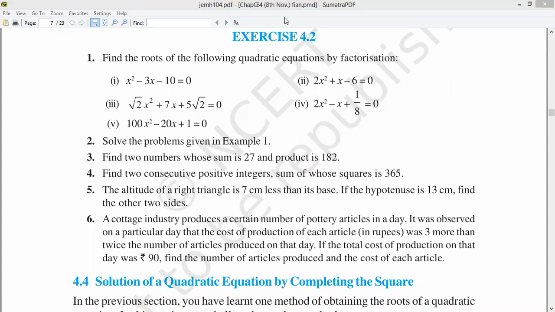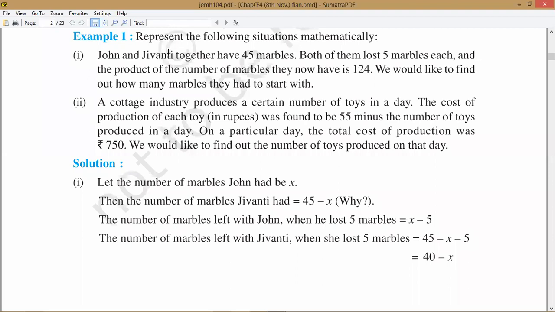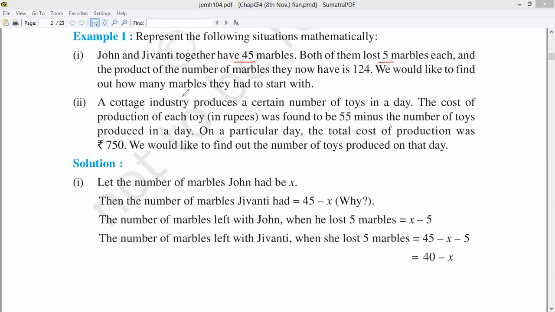So we have to solve these problems here. In that case, John and Givenchy together have 45 marbles. If they each left 5 marbles, then the product of the number of marbles they now have is 124. We would like to find the solution.